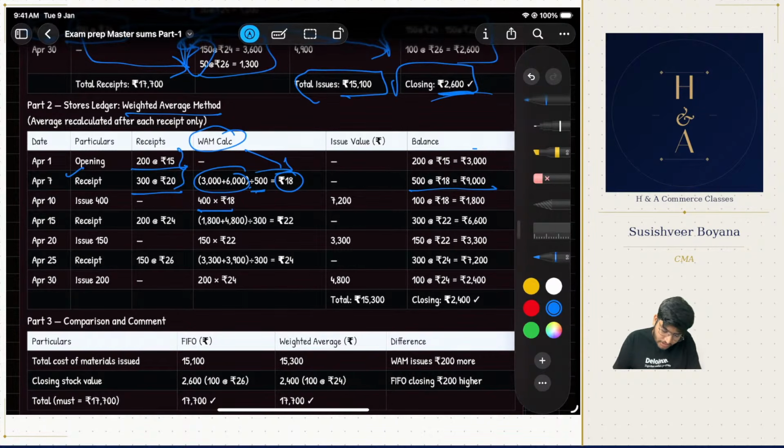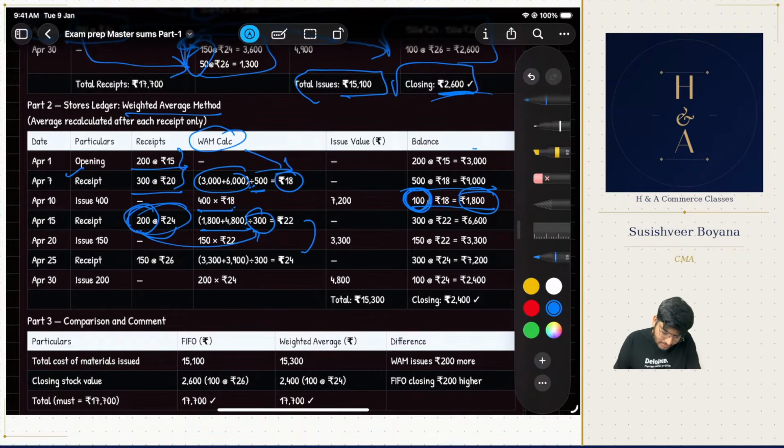So we have issued 400 required. Superb, great. So 100 is left. 200 is again received. So 200 into 24 plus 1800, 4800 plus 1800 divided by 300. Sir, how did we get 300? Previous balance of the stock we have is 100 and the receipt we got is 200. Total 300.